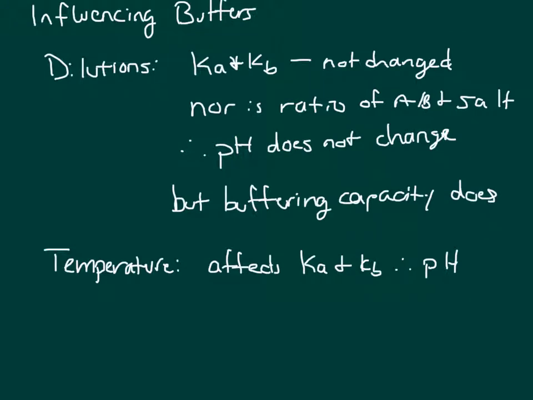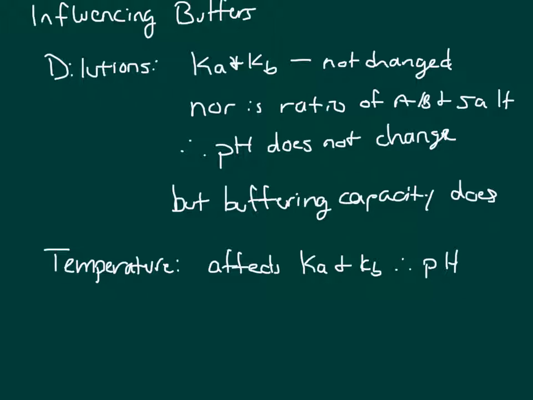How can we influence buffers and their effectiveness? One way is dilution. Our Ka and Kb values do not change with dilution. Those are only affected by temperature. Nor does the ratio of your acid or base to its appropriate salt change. Therefore, pH does not change.